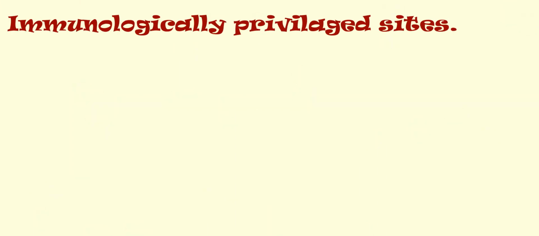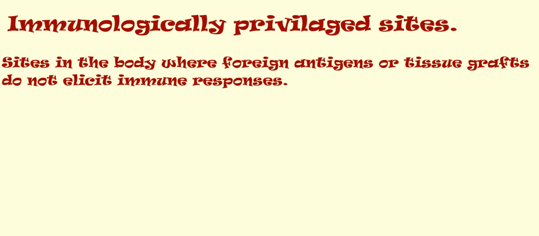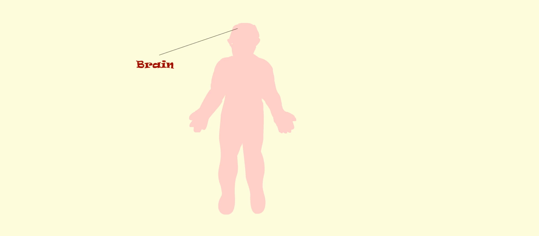Immunologically privileged sites. Sites in the body where foreign antigens or tissue grafts do not elicit immune responses. Examples are brain, eye, testis, uterus or fetus.